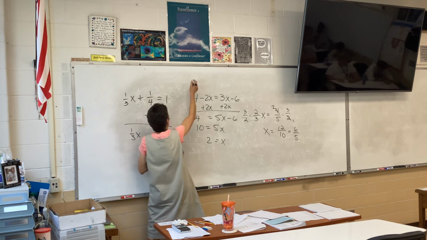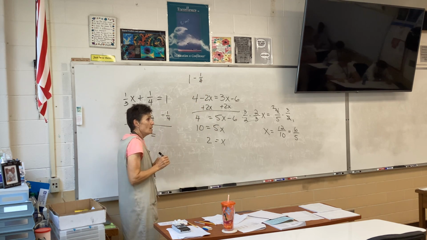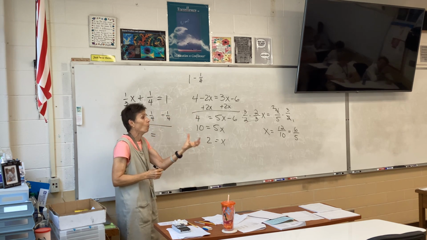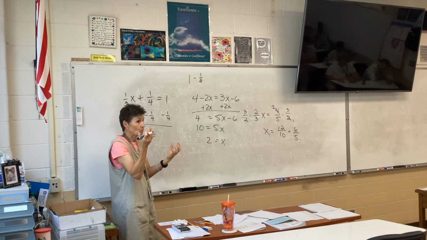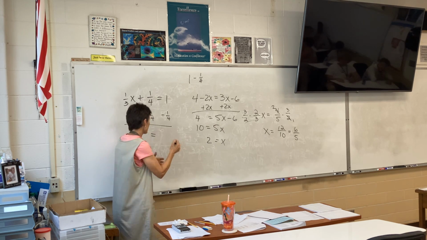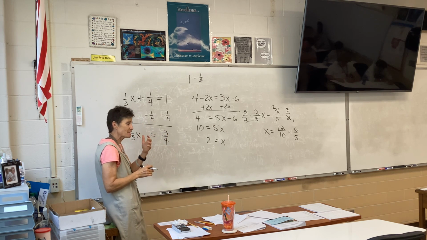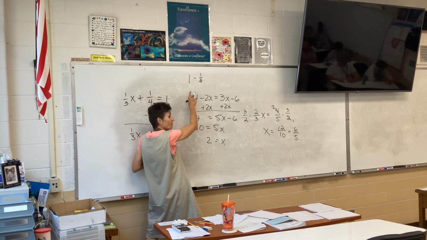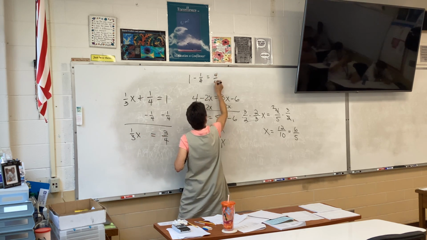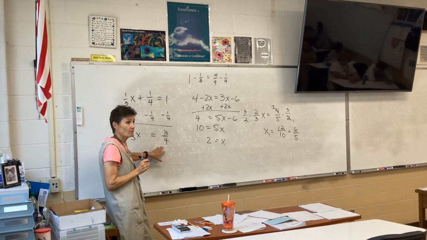Now, I'll do it here. We have 1 minus 1/4. Most of you probably know what that is intuitively. If you have a whole, a 1, and you take out 1/4 of it, you're going to be left with 3/4. But if that doesn't make sense, remember that common denominator thing? This is 4/4 minus 1/4, and so we get 3/4.